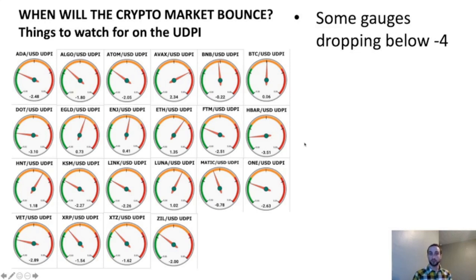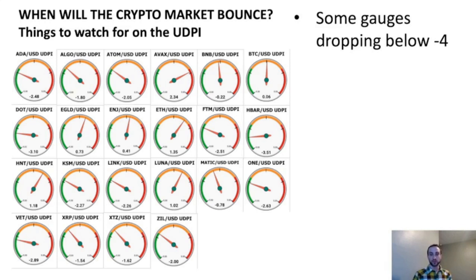It doesn't have to. The market could reverse as a whole before any of these assets get there, and it's possible that these assets will see +4 before they see -4. But I wouldn't bet on it. It definitely seems possible that -4 is coming for at least something on this chart.